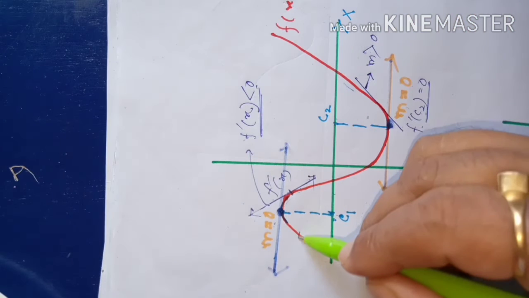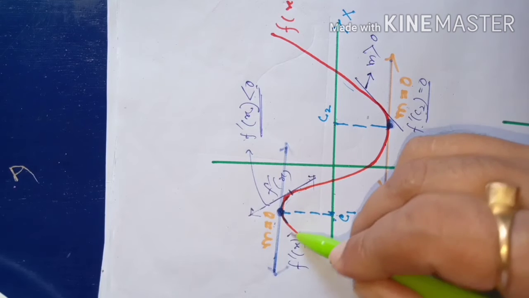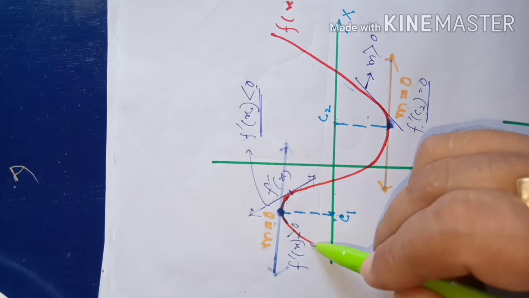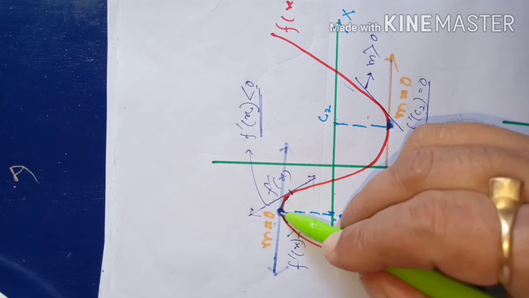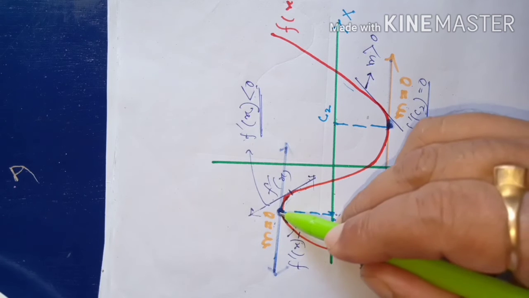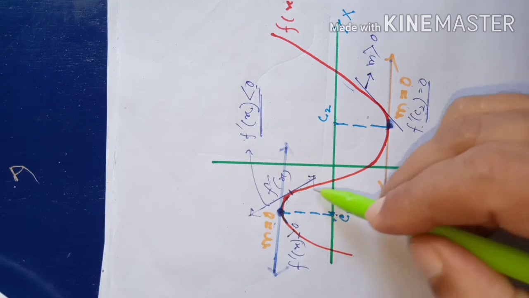So if we take here f dash x, that will be greater than 0, because up to here it was going on increasing, so it was greater than 0. And as it reaches this C1, at this point the slope becomes 0. After that it will again decrease only.